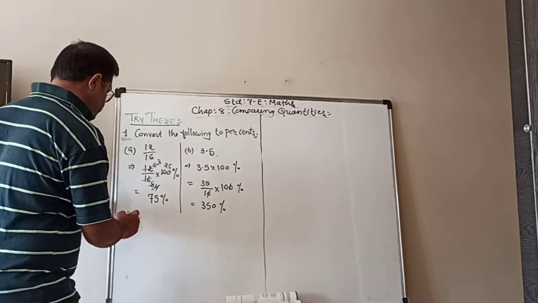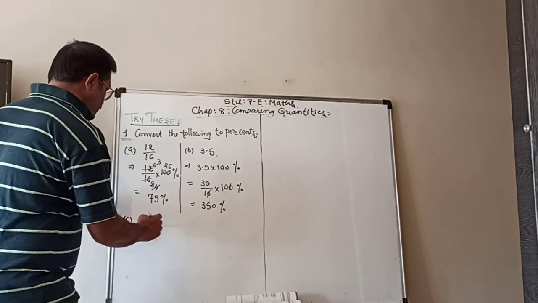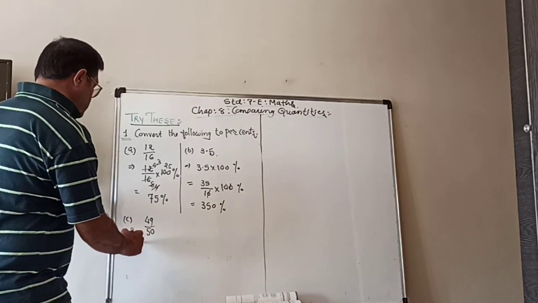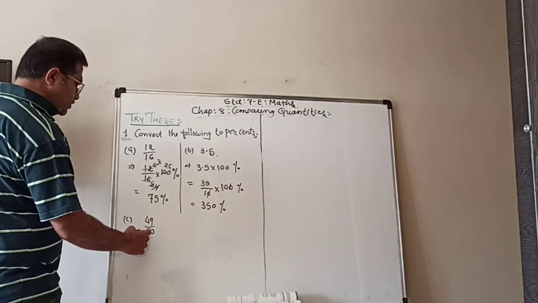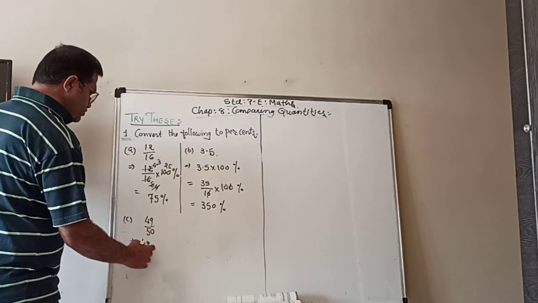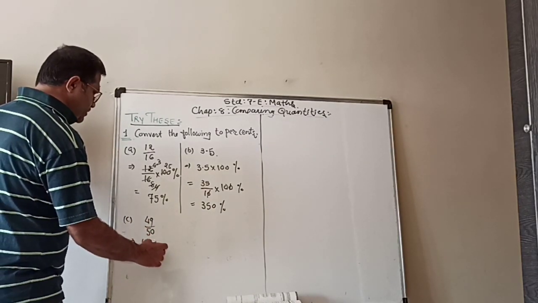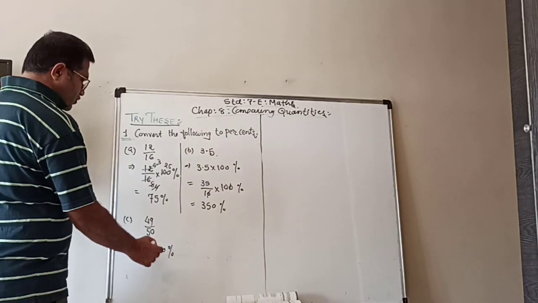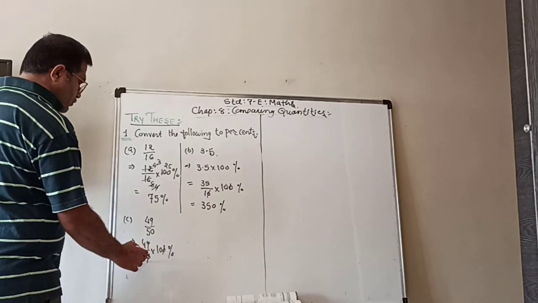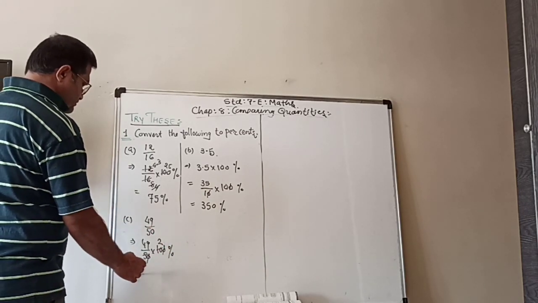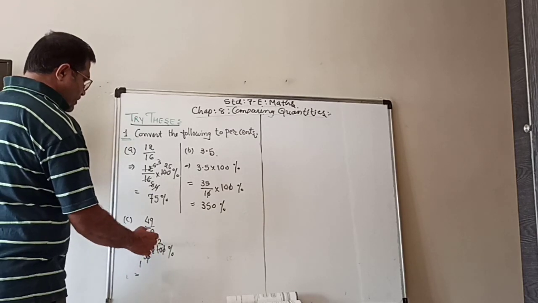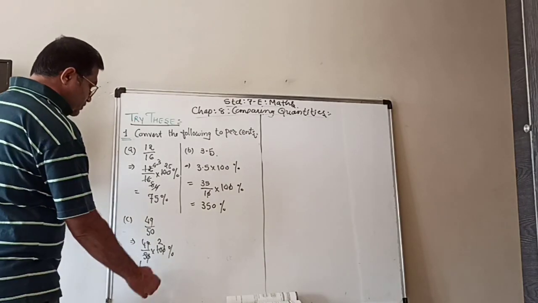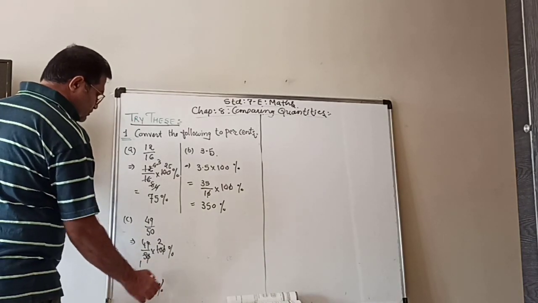C. 49 upon 50. So now we have to convert it into percentage. 49 upon 50 multiplied by 100%. 0 cancelled with 0, and 5 1s are 5, 5 2s are 10. So 49 multiplied by 2, it is 98, means 98%.